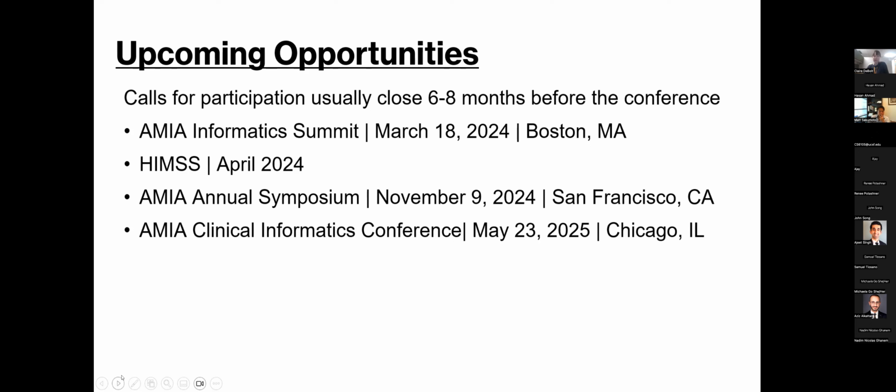And I'll just add that the call for participation or submission for a poster or a talk is going to close 6 to 8 months before the conference, which means they're going to be dying for reviewers around that time. So going to the event website, it's usually pretty easy to spot where they're asking for reviewer participation.